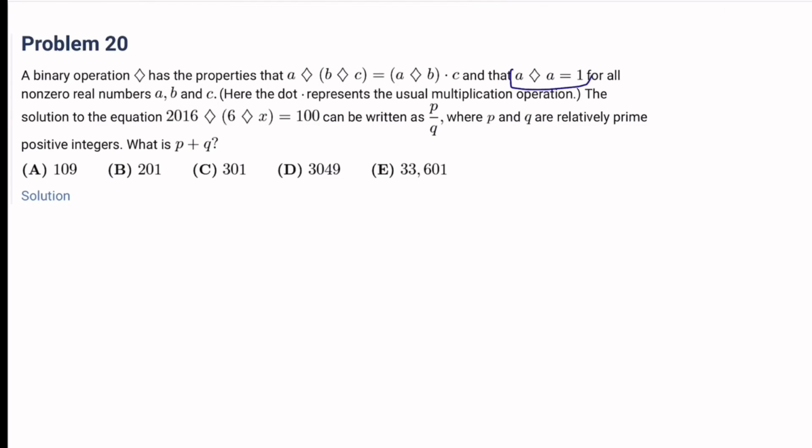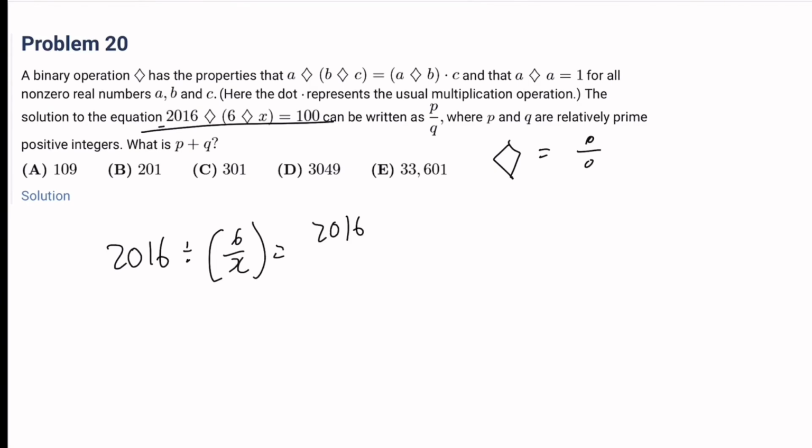Okay, so upon seeing this you must have suspected, and upon testing it with here, you must see, oh yes, that is correct. And what is that? That is the fact that the diamond is just actually the division operation. This is true, and if you do this, then that's also true. So this is just going to be 2016 divided by 6 over x. This is just going to be 2016 over 6x. That's equal to 100. So that means x equals 600 over 2016.